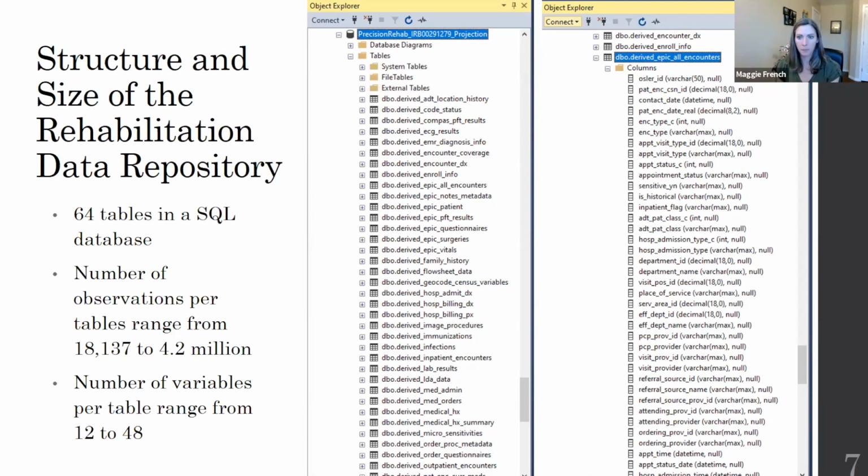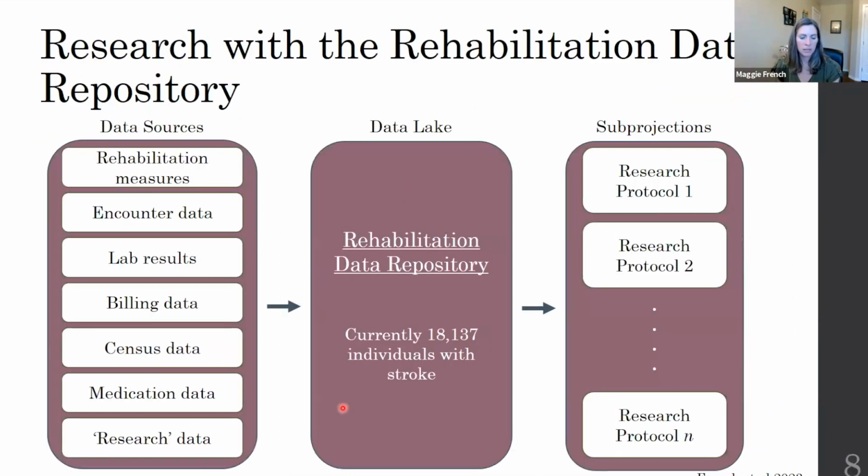health record here. The way we have our process set up is that this data is stored within a data lake or a data repository. And then when researchers want to use it to answer specific questions, they submit IRB protocols that allow them to access a subset of that data.